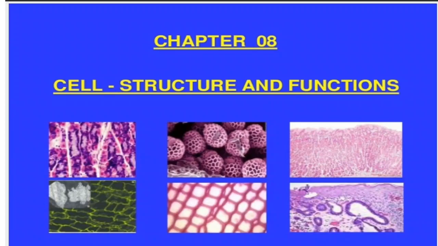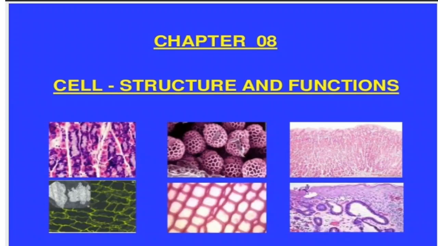Yesterday, we discussed the nuclear membrane, nucleolus, chromosomes, and genes. We also discussed prokaryotic and eukaryotic cells. Yesterday we saw that the cell is mainly divided into three parts: the cell membrane, cytoplasm, and nucleus. We have discussed the cell membrane and the nucleus.